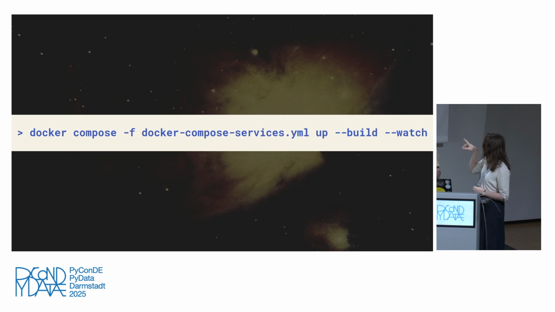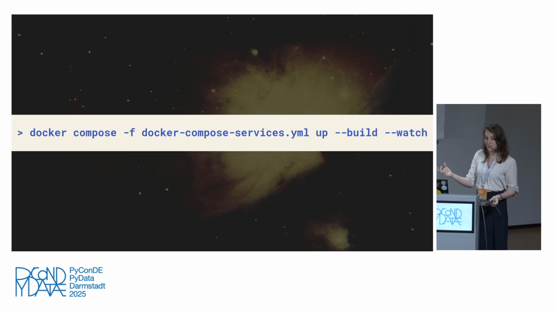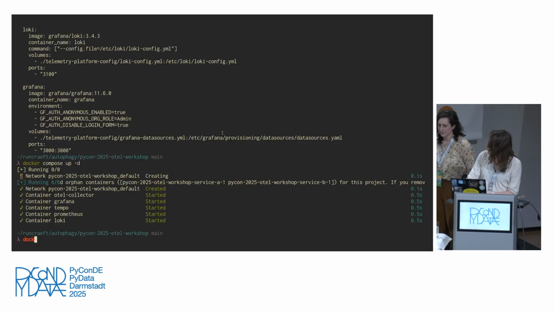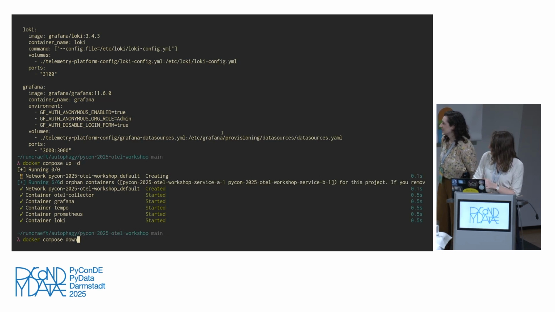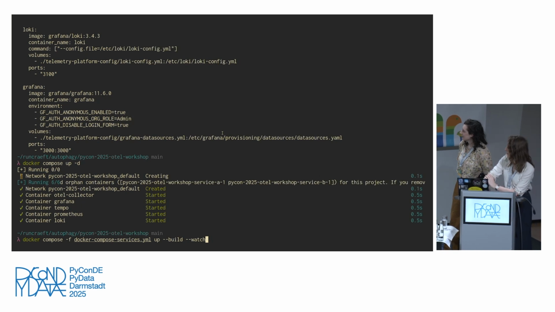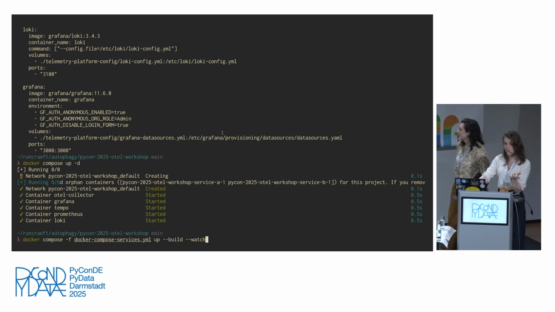And --watch means that whenever we change the application code, it will automatically rebuild the Docker image and run the service for us. So once we have this running, we won't need to bother with Docker Compose again. The command is: docker compose -f docker-compose-services up --build --watch. This command should also be in the repo if you need to copy and paste it.